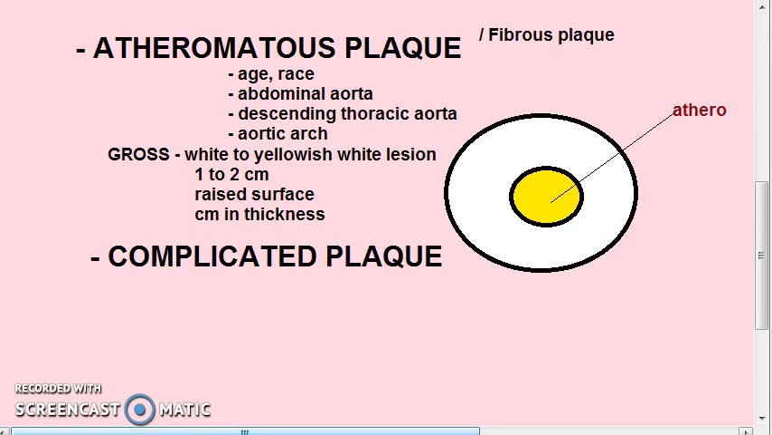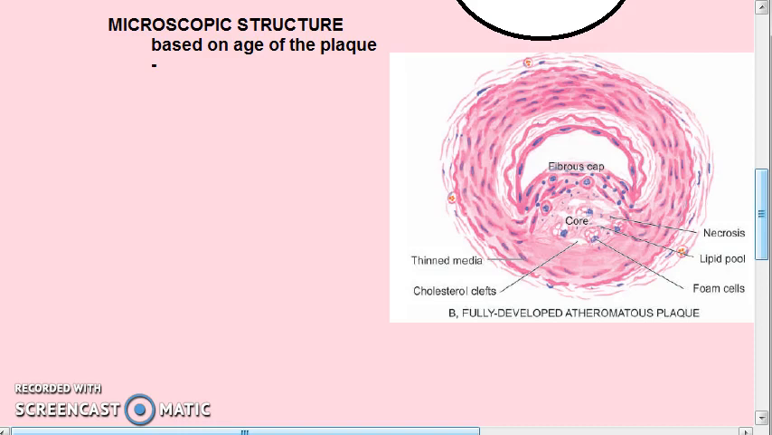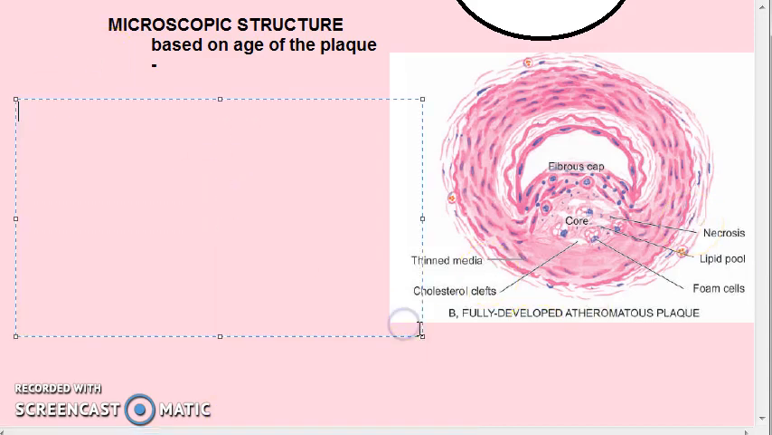Microscopically, the appearance of the plaque depends upon the age of the lesion. Here we have given you a diagram of a fully developed atheromatous plaque. What features can you expect here? You will see the luminal part, the fibrous cap. First of all, you will be expecting a fibrous cap. It's shown here. Can you see it?